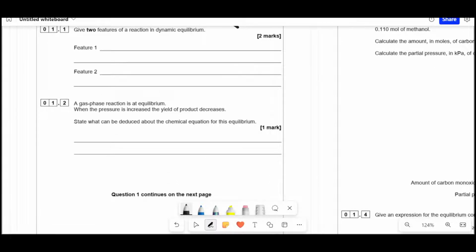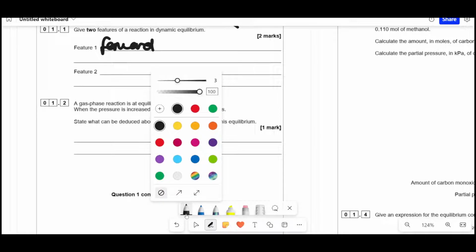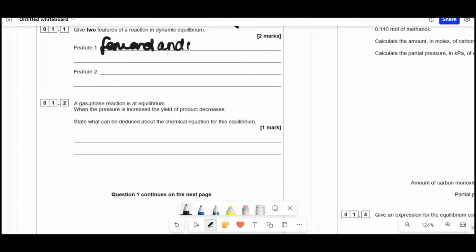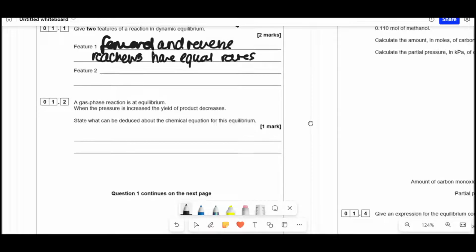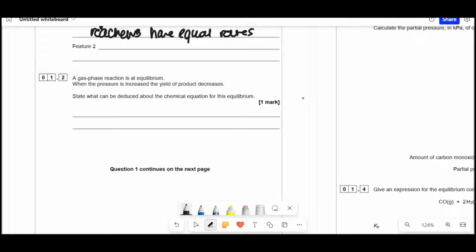So what that means is that for their concentrations not to change significantly, the rates of the forward and reverse reactions have to be equal. So forward, that's a bit thick there, pen. Let's make it a bit thinner, shall we? And reverse reactions have equal rates. You cannot just say they are equal because they're not. That doesn't tell them you mean rates. It just tells them that the reactions are the same, which is not correct.